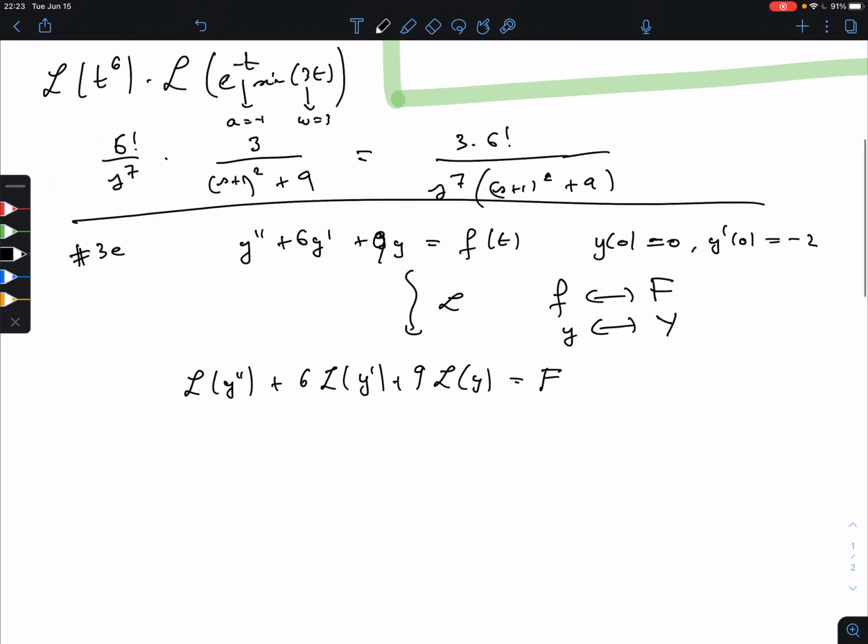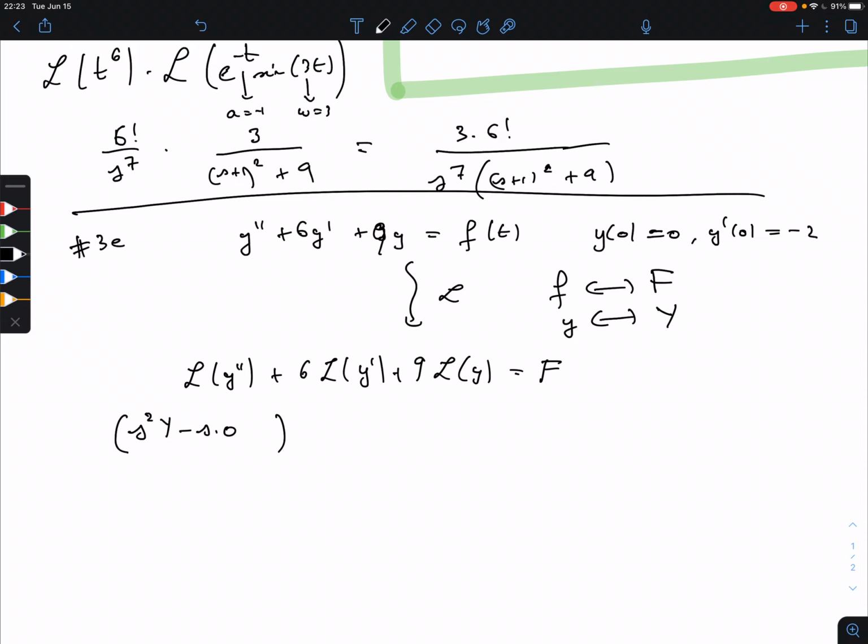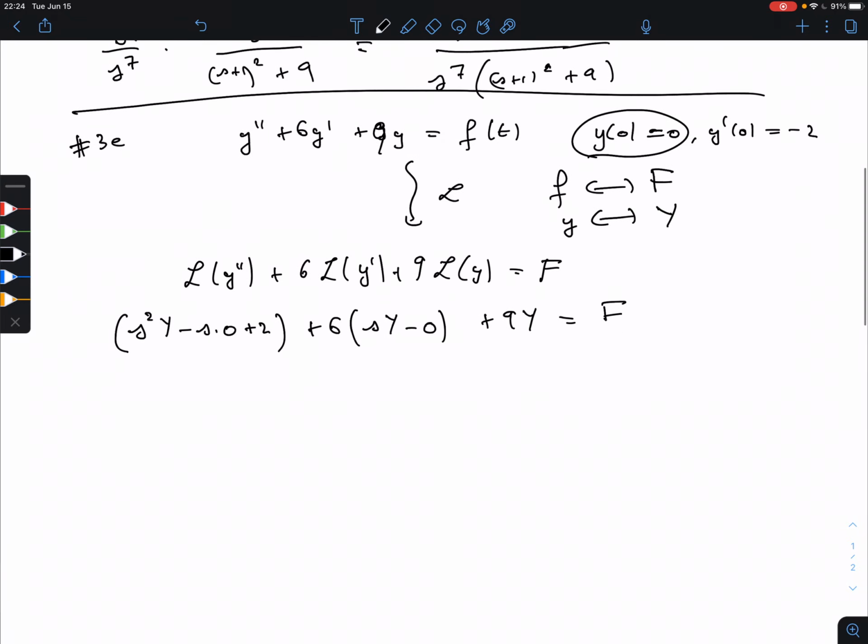Now there are formulas for this, which I hope you can look up; I'm just going to quote them. This is s squared Y minus s times y(0), which is 0, minus y prime(0), so plus 2, plus 6 times sY minus y(0), which is 0, plus 9 times Y, and that is capital F.